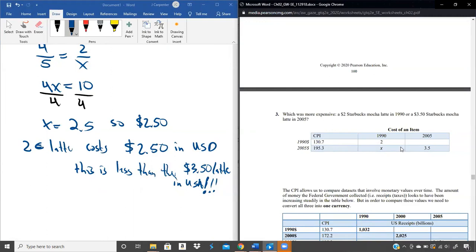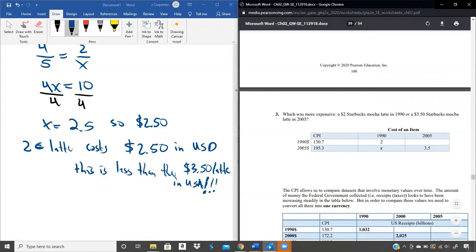Well, that's a $2 latte in 1990. See, everything's well labeled, 1990, 2005, the price in 1990, the price in 2005. We have the CPI values that you are not memorizing. I do not memorize them. I would look them up on a table.